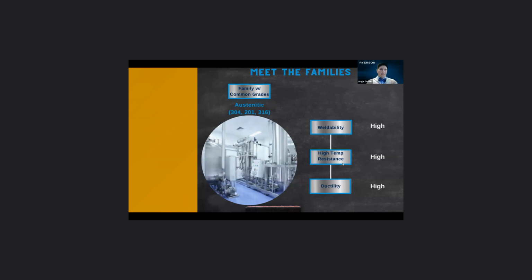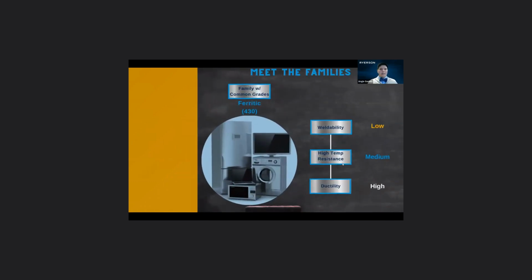Next, we can go into the ferritics. So these are going to be your 4 series, 409, 430 are probably most common. Ferritic stainlesses have low weldability, moderate ductility, and they maintain a high temperature resistance. Ferritic stainlesses contain more chromium than the austenitics we just talked about. They don't have any nickel, and then they add in ferrite.